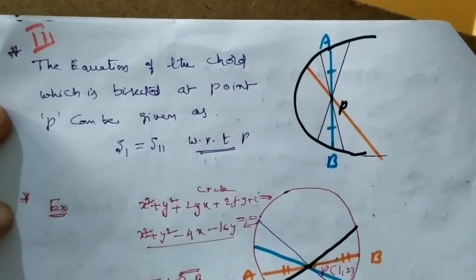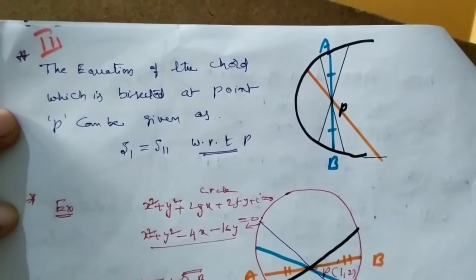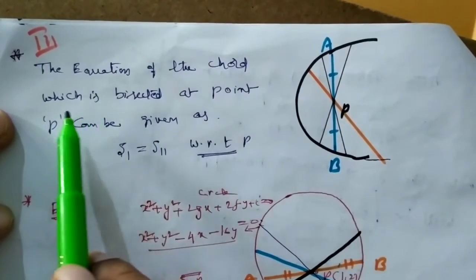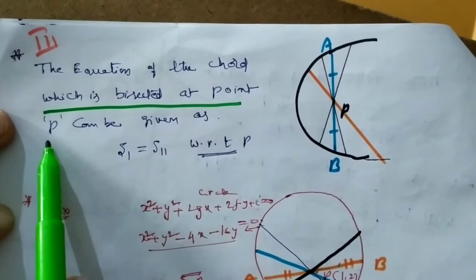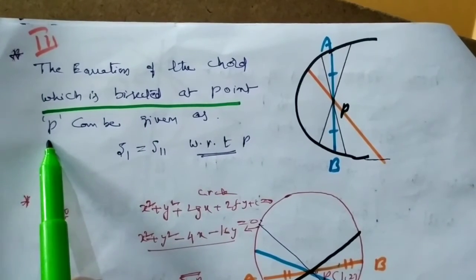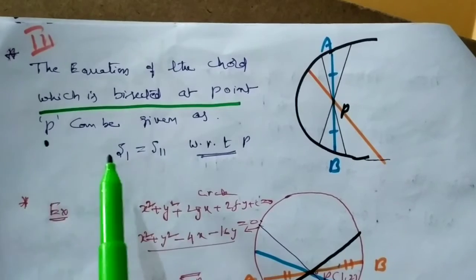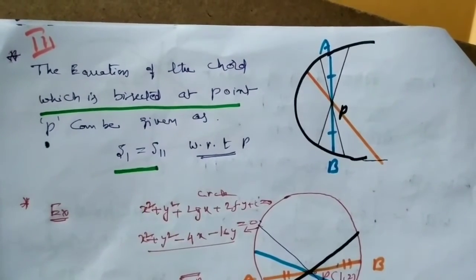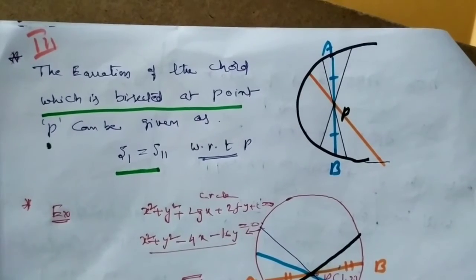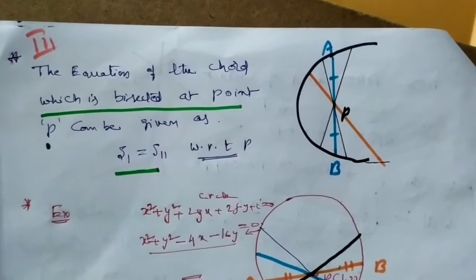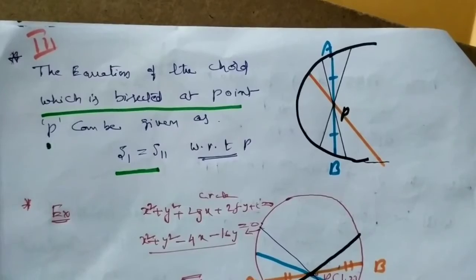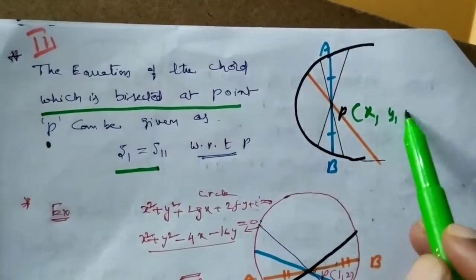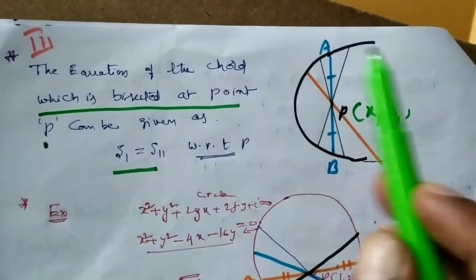So our next point is the equation of the chord. The equation of the chord which is bisected at a point P for any conic is S1 is equal to S11. The equation of the chord which is bisected at a point P can be given as S1 is equal to S11 for any chord with respect to the point P. X1, Y1 is a point. See here, this is a conic.